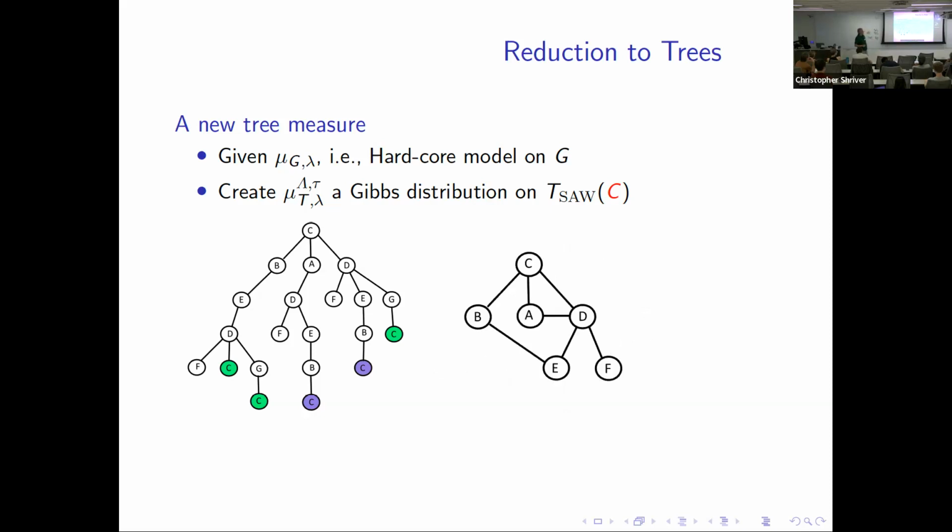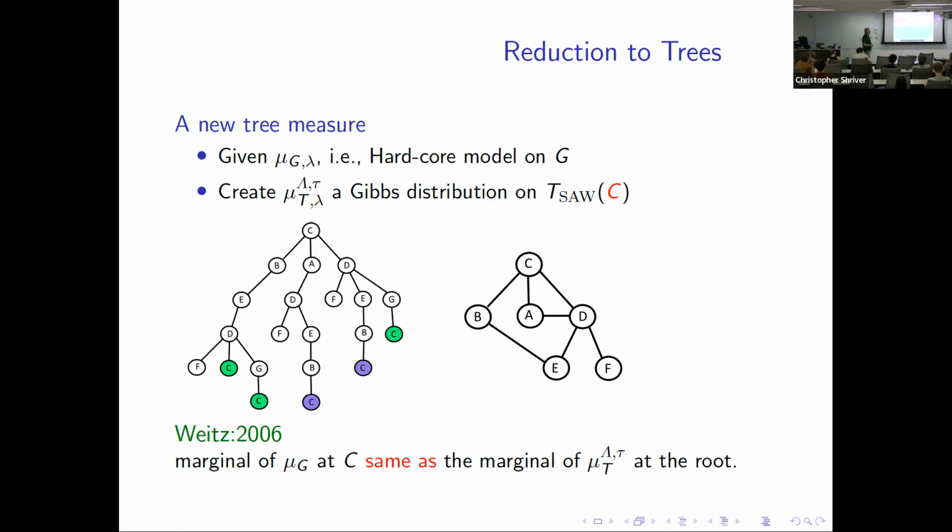Okay, now what happens? Let's recall what we've been trying to do here. We have the hardcore model on this graph, and we want to find the probability for C to be unoccupied. So basically, with this construction, Weitz showed that the marginal at vertex C in the graph is exactly the same as the marginal at the root of this tree here, right?